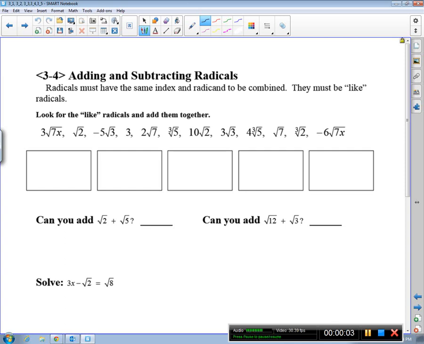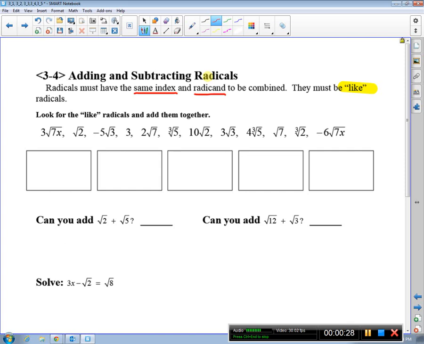All right, welcome back. Today we're doing section 3-4, adding and subtracting radicals. And the first thing that you need to understand is that we can only add radicals that are like each other. And what that means is it has to have the same index and it has to have the same inside value to be combined.